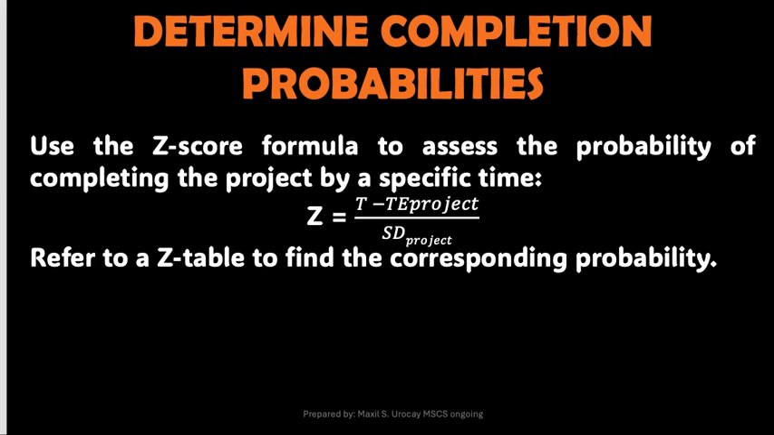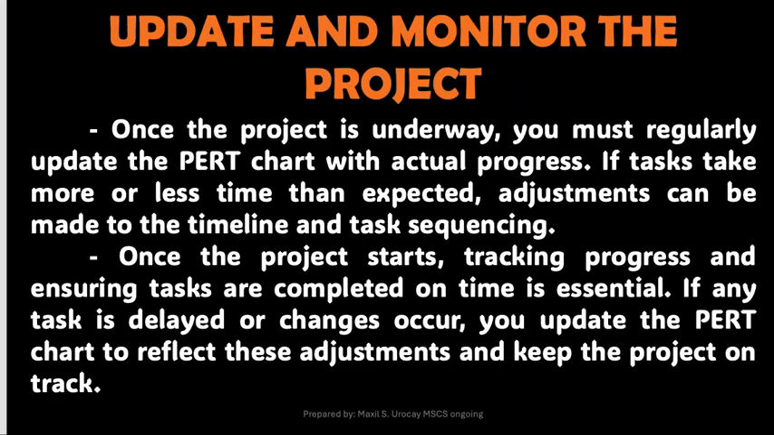Then, to determine the completion probability, you have to use the z-score formula to assess the probability of completing the project by a specific time. Don't you worry because in your examination, I will also give you the z table for that. So that is the time minus the expected project duration over the project's standard deviation, and refer to a z table to find the corresponding probability. We'll begin to deal with that later.